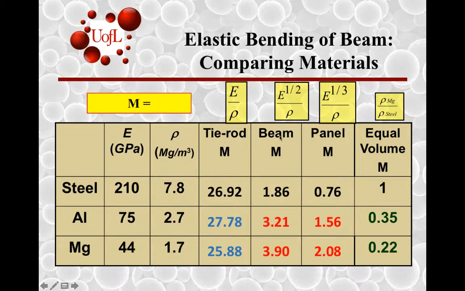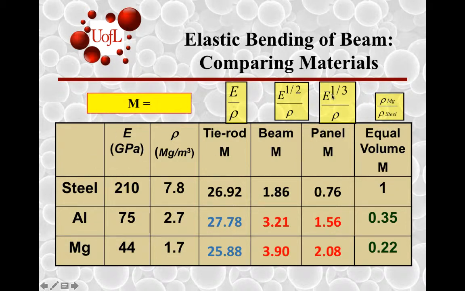If from a tie rod you went to a beam, you're looking for a material index of E raised to half divided by rho. So if you take the square root of 210 and divide it by 7.8, you will now get a material index of 1.86. You take the square root of 75 and divide it by rho, you get 3.21. You take the square root of 44 in a similar manner, divide by rho, you get 3.9. Try these out. Okay, I'll add an Excel spreadsheet for you to verify, but try it out by calculator, pen and pad, write it out so that you can compute material indices for various materials.